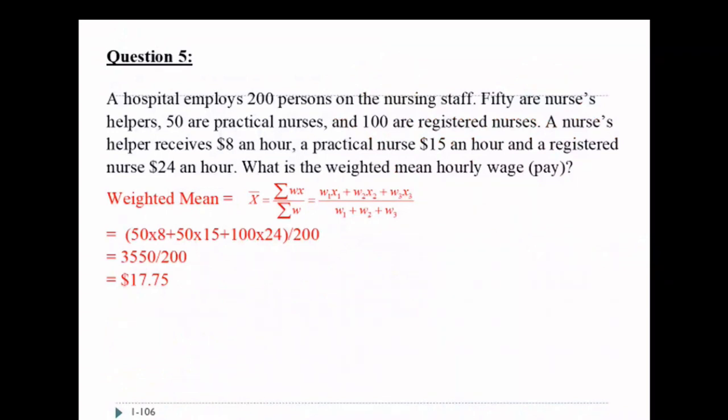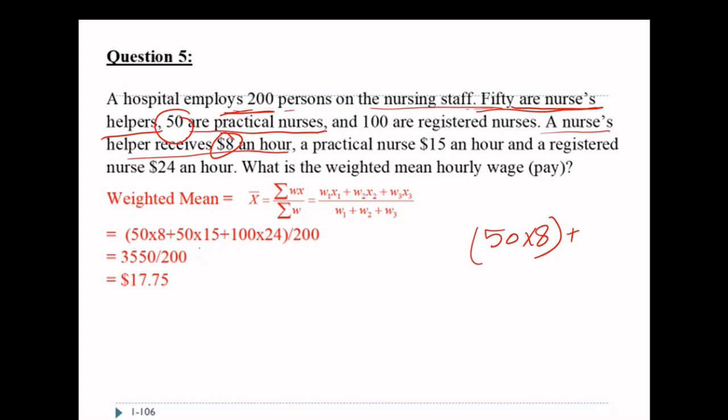Another example of weighted mean. I have 200 hospital employees. 50 are nurses helpers. Nurses helpers receive $8. 50 are practice nurses. What's the rate of a practice nurse? A practice nurse is $15.